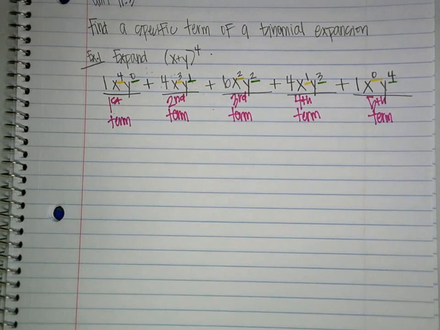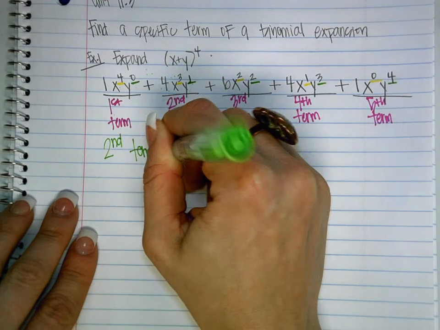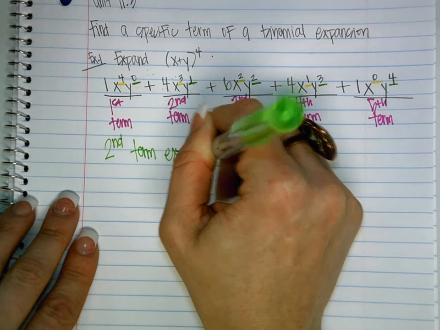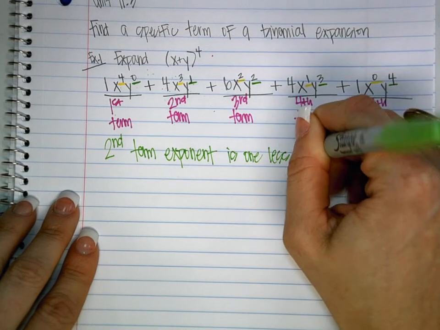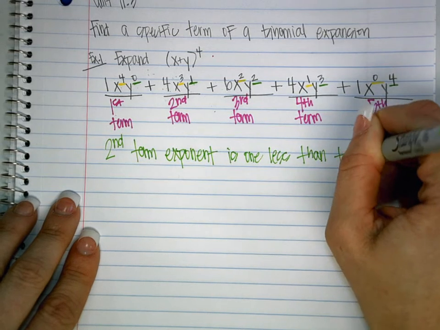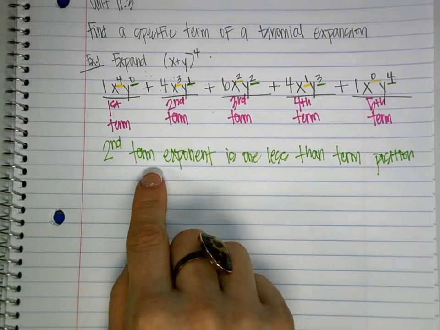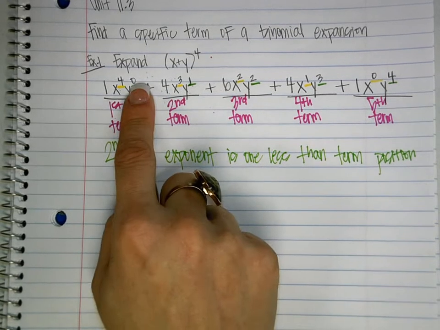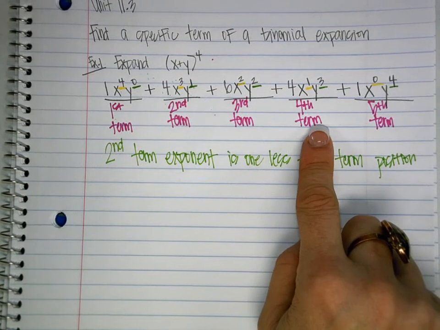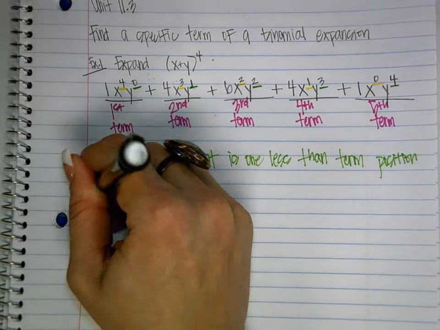Exactly, okay? There is a pattern there. The pattern is that the second term exponent is always 1 less than its term position. So, in the first term, your second exponent number is a 0. In the fourth term, your second exponent number is 1 less, it's a 3. Okay, we are going to be working off of that premise today. We're going to be using that in our examples.